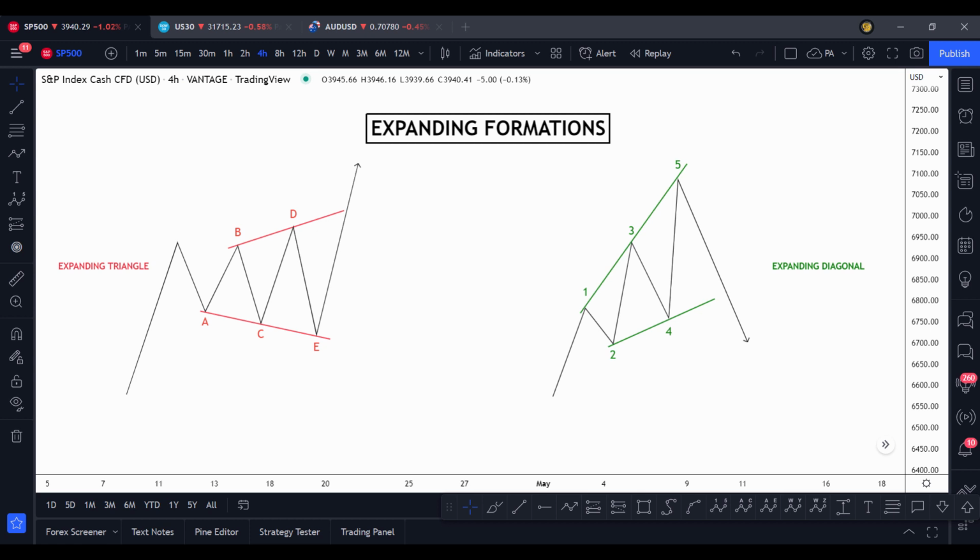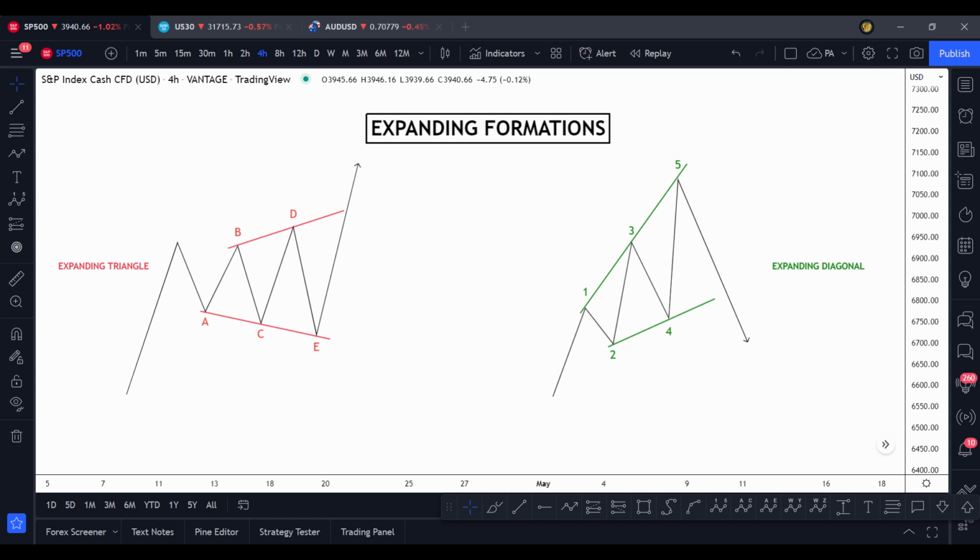You will notice that expanding formations are a lot less common than contracting or normal formations, as you would call it. For this reason, I would recommend that you don't trade these formations. This is mainly because they appear a lot less common and often can be of less probability. In my experience, you will notice that these are a lot harder to trade. This is because you don't know where the wave will specifically end.